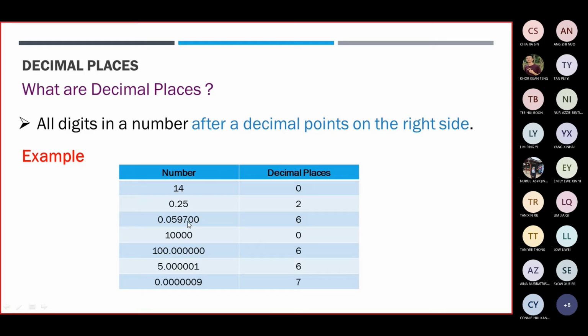Now look at this, 10000. How many decimal places does this figure contain? There are no decimal digits in the number, so it has 0 decimal places, as simple as that. Likewise for the others: this is 6 decimal places, this as well is 6 decimal places, and this one has 7 decimal places right after the dot. So this is how you determine decimal places.